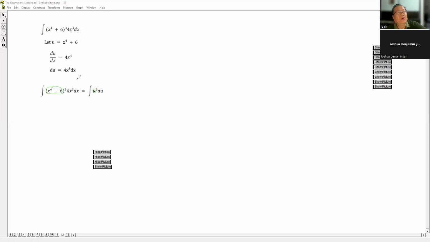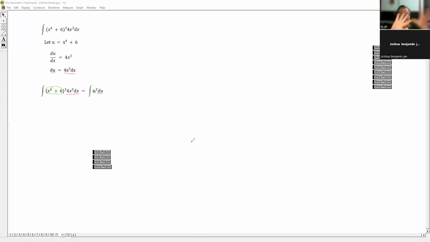Then they say raised to the power 3, you keep the power 3 there because we only substitute x to the power 4 plus 6 with u. The power of 3, we didn't say it belongs to the u. So the power of 3 is still there. Then you look at this 4x cubed dx. So this 4x cubed dx is exactly our du.